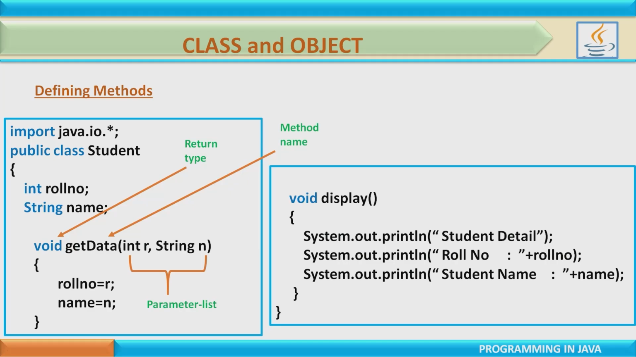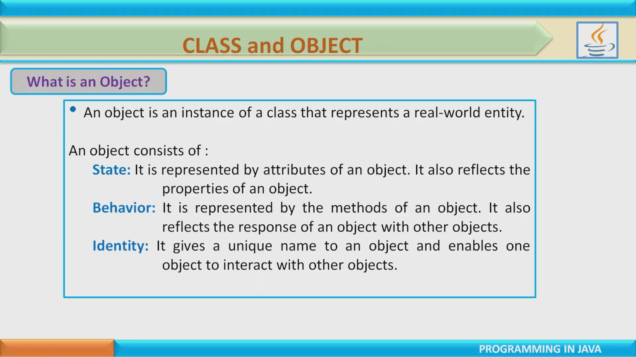The second method is also a void method. Since it is also not going to return any value, we have specified void. The method name is display. It doesn't take any argument. The body of the method display is to display the value that is stored in roll number and name. We have defined the method.